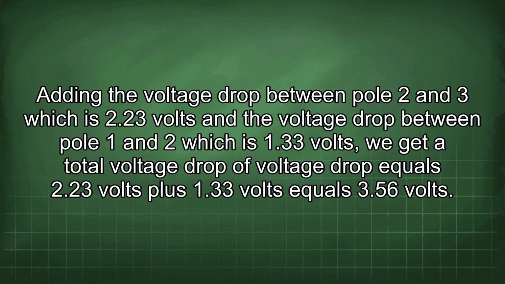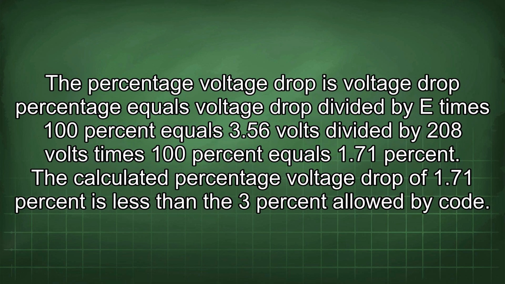Adding the voltage drop between pole 2 and 3, which is 2.23 volts, and the voltage drop between pole 1 and 2, which is 1.33 volts, we get a total voltage drop equals 2.23 volts plus 1.33 volts equals 3.56 volts. The percentage voltage drop is voltage drop percentage equals voltage drop divided by E times 100% equals 3.56 volts divided by 208 volts times 100% equals 1.71%.